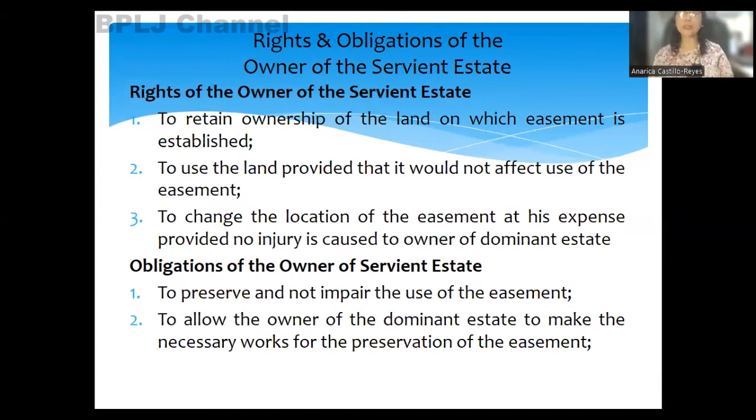What are the rights as well as the obligations of the owner of the servient estate? With respect to rights, he retains ownership of the land on which the easement is established. He can use it because he is its owner, provided that it would not affect the use of the easement. And third, he can change the location of the easement at his expense, provided no injury is caused to the owner of the dominant estate.